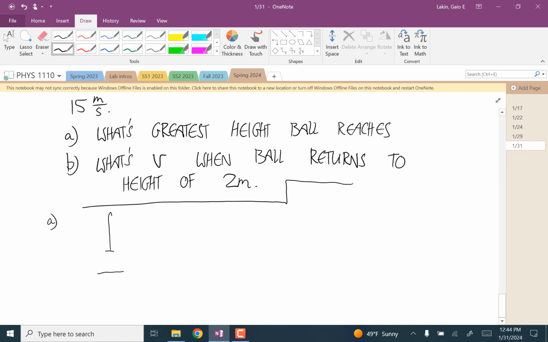It goes from a height of 2 meters. There's the ground. I'm going to put my 0 position on the ground and my positive direction up, just because that's what I'm used to always doing. And then I'm going to choose time equals 0 to be the instant that it's thrown. And time final is the instant it reaches the highest point.